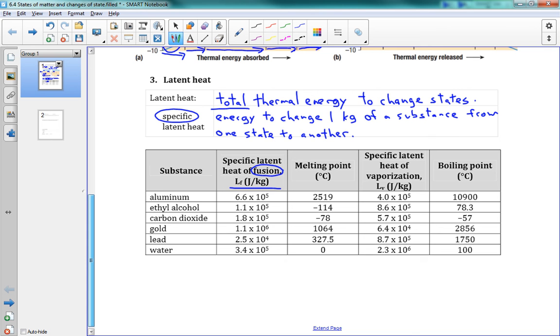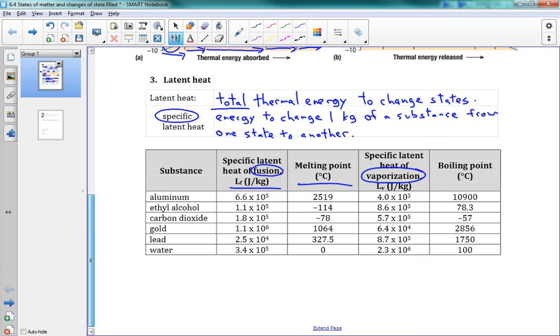Okay, and so we have going from solid to liquid, that's fusion, and we have going from liquid to gas, that's vaporization. And so again, we have a different set of values for the same materials for changing that state. And you'll see that they have different numbers. It's not the same going from solid to liquid as it is liquid to gas. So aluminum, it takes 6.6 times 10 to the 5 joules for each kilogram to melt it. And this is another useful piece of information here, the melting point. It tells us at what temperature that happens. Aluminum, you can see it's a very high temperature.